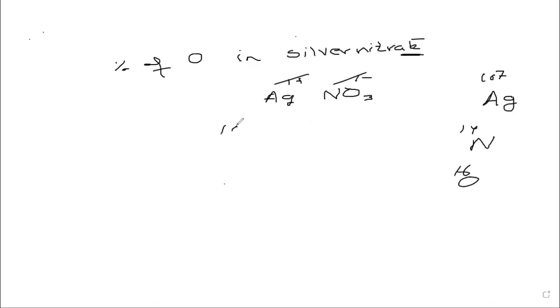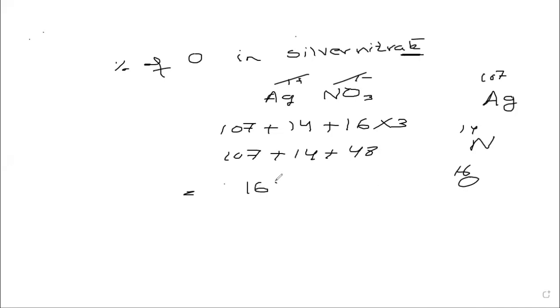Let's add all of them together. So 107 plus 14 plus 16. How many? 3. So multiplied by 3. So 107 plus 14 plus 48. Add all of them together. Let's see what the answer is. So children, when I have added them, my answer came 169.